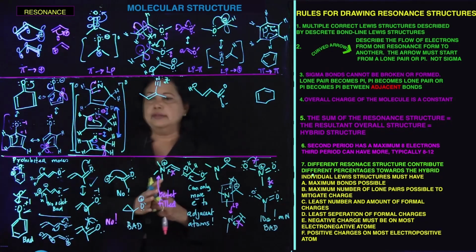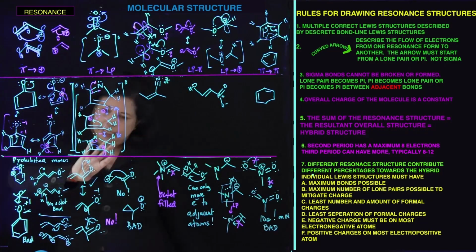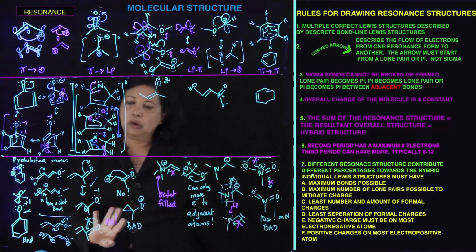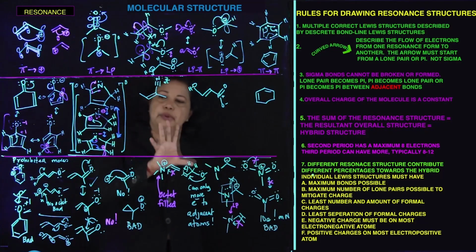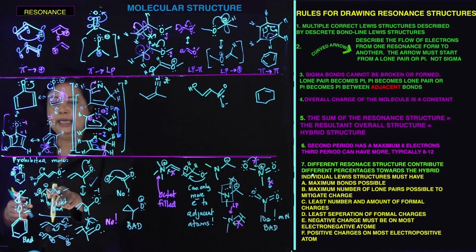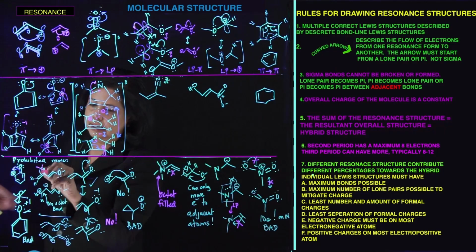So if you have an opportunity to start at an atom and move electrons in a direction where you will have all octets, you should do that. You shouldn't just randomly break something in the middle like this and create bad Lewis structures. So this is not a good idea.